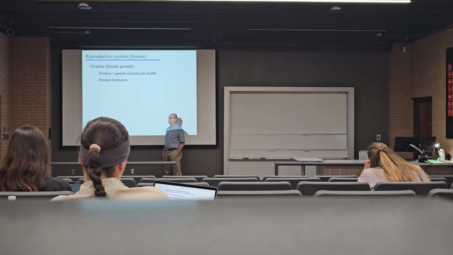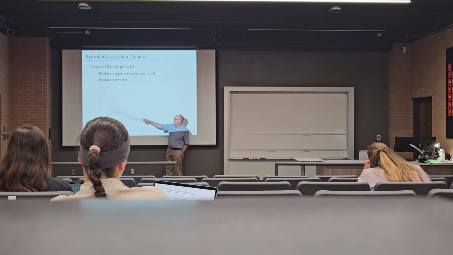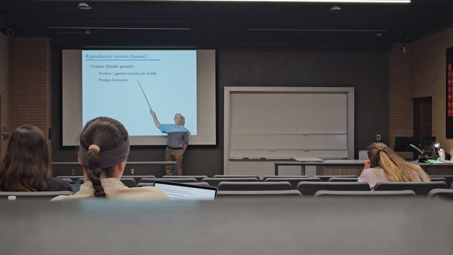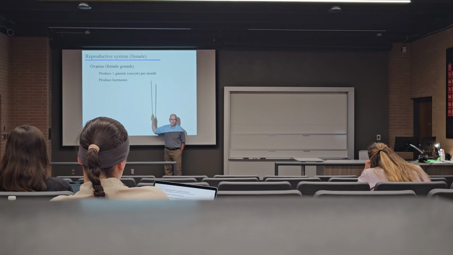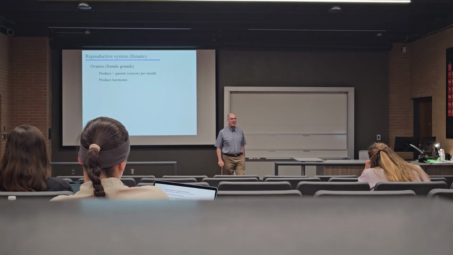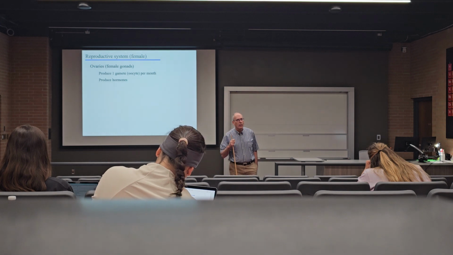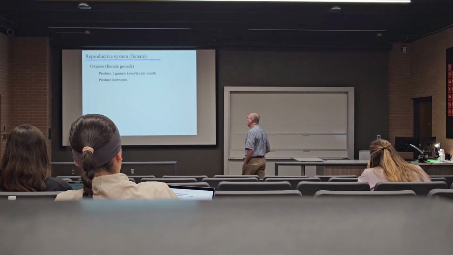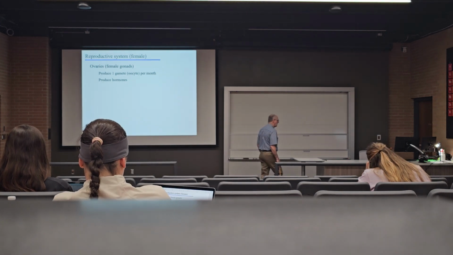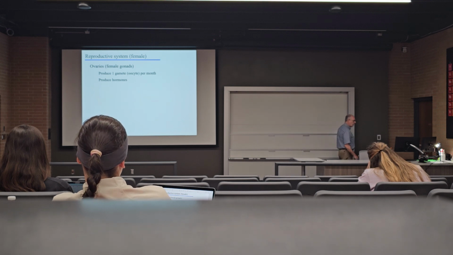Big difference between male and female. Men produce up to 300 million sperm per day. Women produce 1 egg a month. Women will release 1 egg a month. So there is a huge difference in the reproductive capacity, male and female. Men have a much, much higher reproductive capacity than women do.